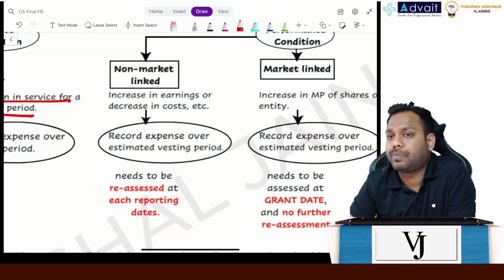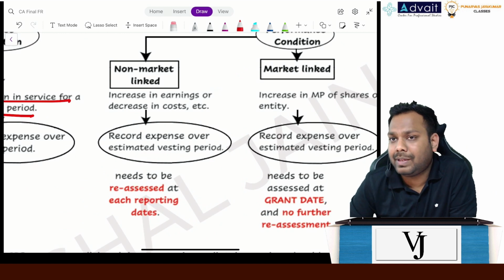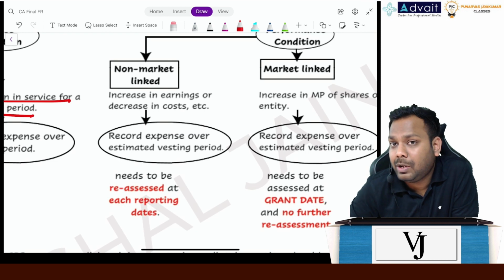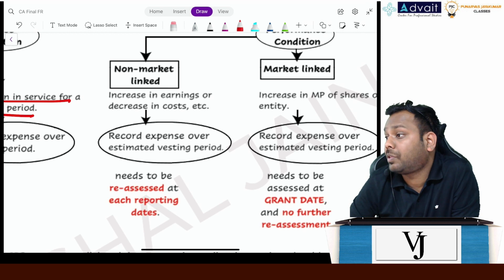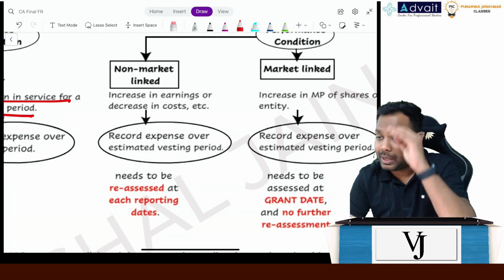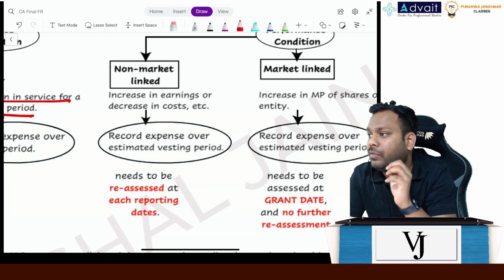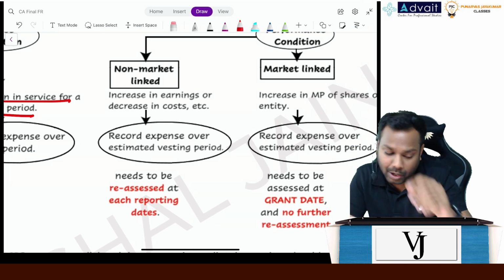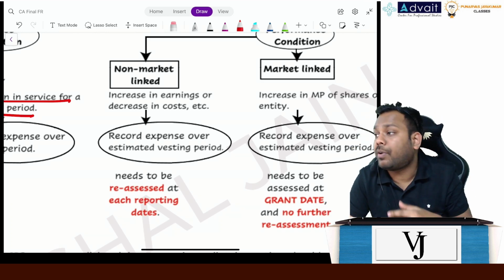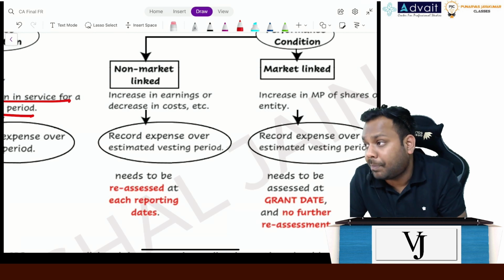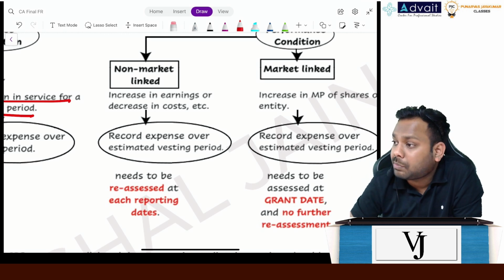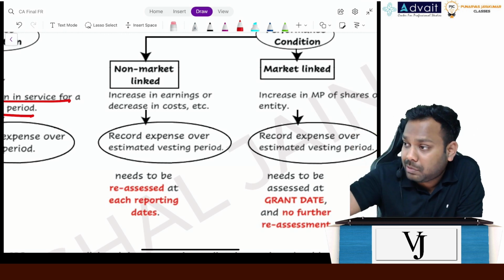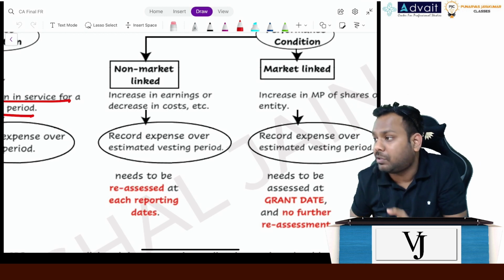Non-market linked means what? Let's suppose Reliance gives a target to its sales team that you have to touch the revenue of 10,000 crores for this particular year. That's called a performance condition. If you touch the 10,000 crores limit, I will give you ESOPs of this value. That's what is called a non-market linked performance condition. Or it says that you have to increase the profitability by this much, or increase the revenue by this much, or decrease the cost by this much.